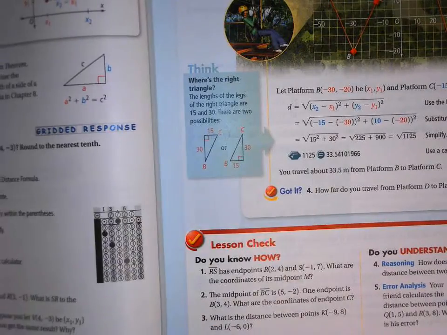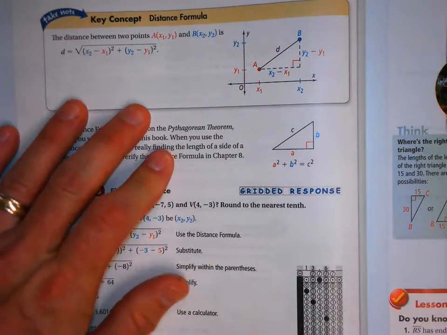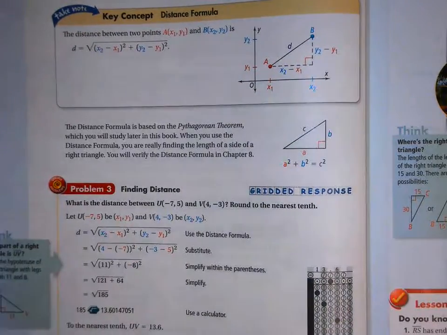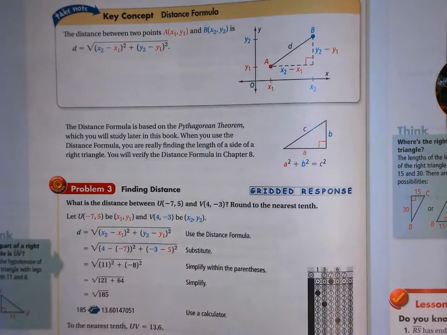All right, on to distance. Let's use the distance formula. The distance formula is based off of the Pythagorean theorem. The sum of the squares of any 2 legs of a right triangle is equal to the square of the hypotenuse.